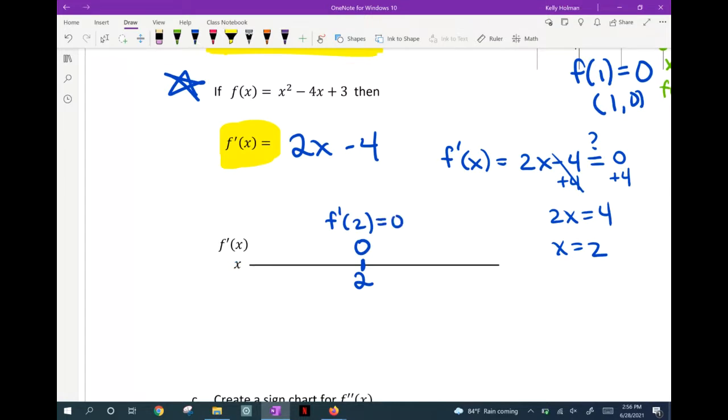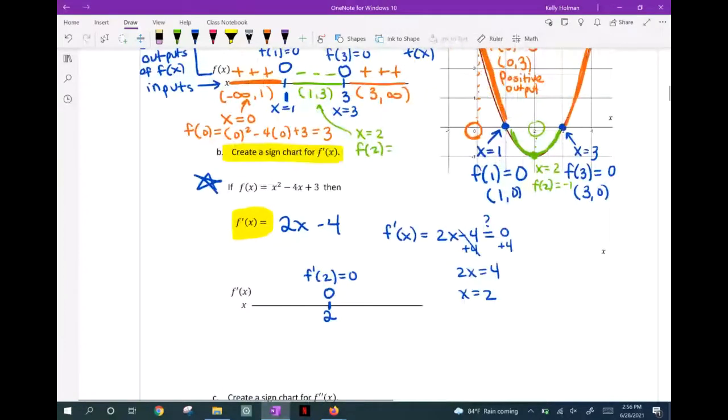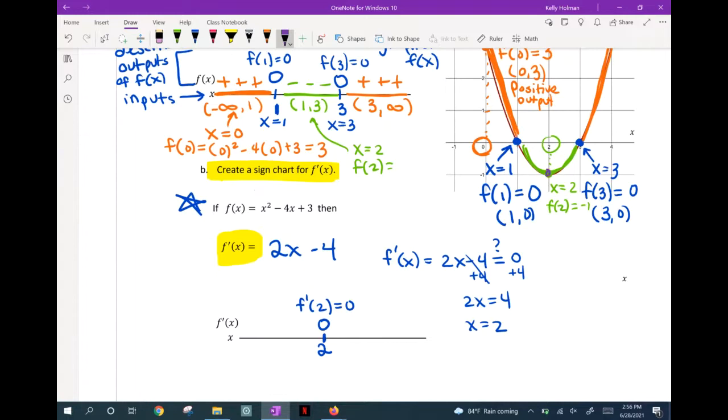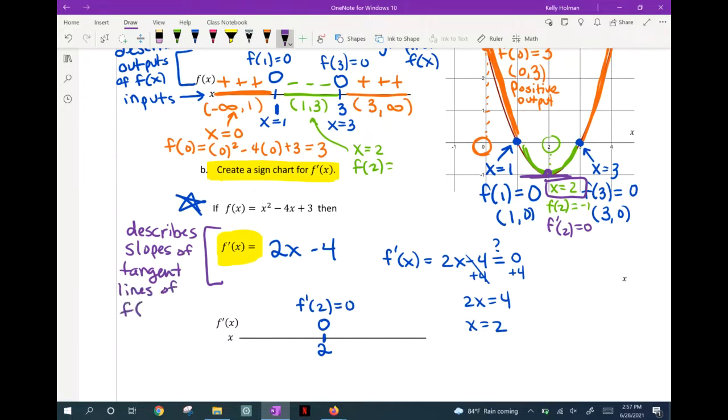Very nice. And just heads up, we could have gotten that on the graph. When the derivative is 0, isn't that where the tangent line is horizontal? And here, when x was 2, isn't that a horizontal tangent line? The derivative would be 0 there. I know that's kind of crunched in there to see, but see how that tangent line is horizontal? Because remember, your first derivative describes the slopes of the tangent lines of the original graph.